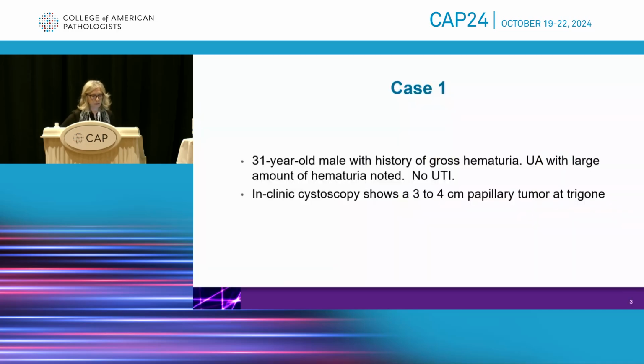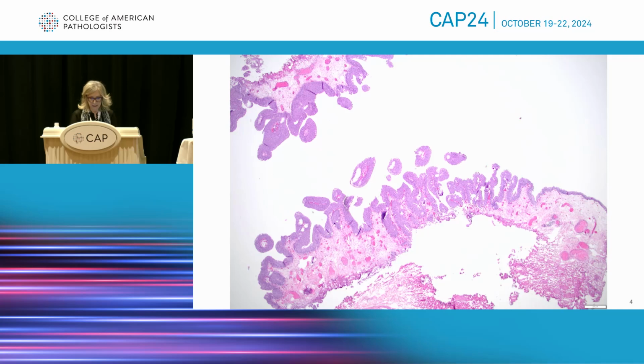This is a 31-year-old man with history of gross hematuria. So please note the age, young person. The patient presented with urinalysis that had large amount of hematuria as well, but he had no UTI symptoms. And in clinic, cystoscopy showed a 3 to 4 centimeter papillary tumor at the trigone. And these are some representative sections. I had multiple pieces. It was a great specimen.